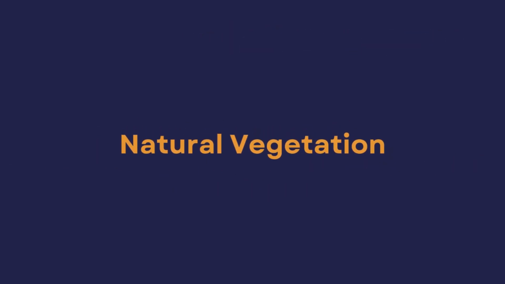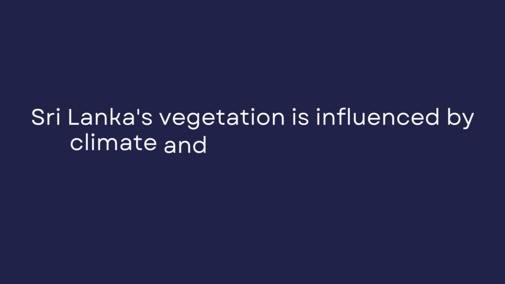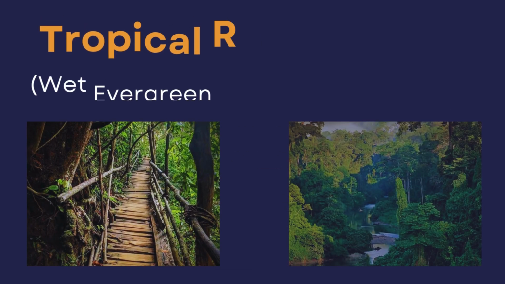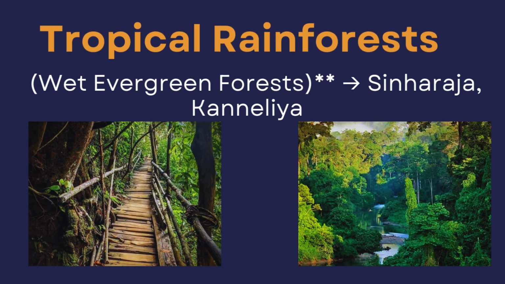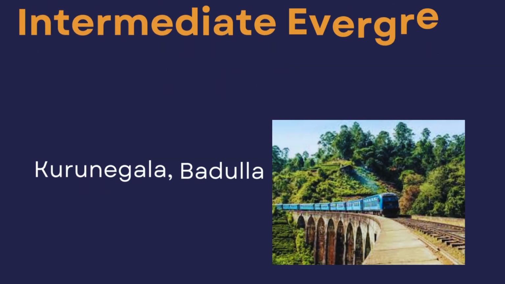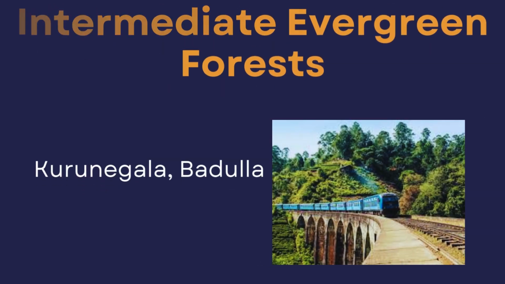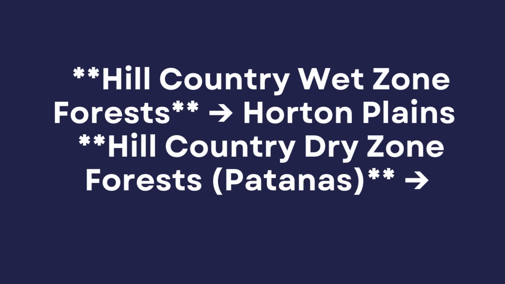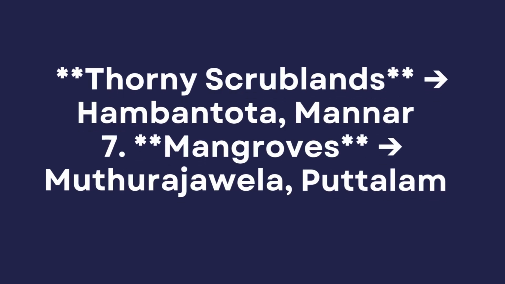4. Natural vegetation. Sri Lanka's vegetation is influenced by climate and can be divided into 7 zones: tropical rainforests, wet evergreen forests, Sinharaja; dry mixed evergreen forests, Wilpattu, Wasgamuwa; intermediate evergreen forests, Kurunegala, Badulla; hill country wet zone forests, Horton Plains; hill country dry zone forests, Patanas, Pidurutalagala; thorny scrublands, Hambantota, Mannar; mangroves, Muthurajawela, Puttalam.